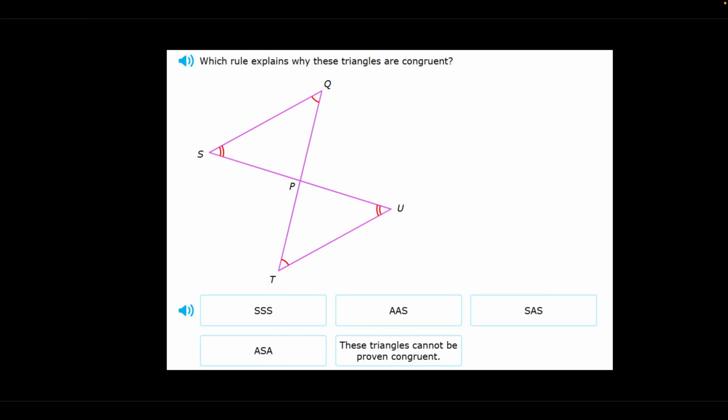For this last type of problem, you will notice that these are vertical angles in the middle, so I know that these are congruent. It looks like we have angle, angle, angle, but notice that angle, angle, angle is not a congruency theorem, so these triangles cannot be proved congruent.